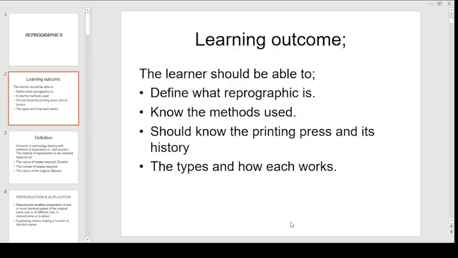Our learning outcomes: the learner should be able to 1. Define what reprographics is. 2. Know the methods used. 3. Know the printing press and its history. 4. Know the types and how each works.